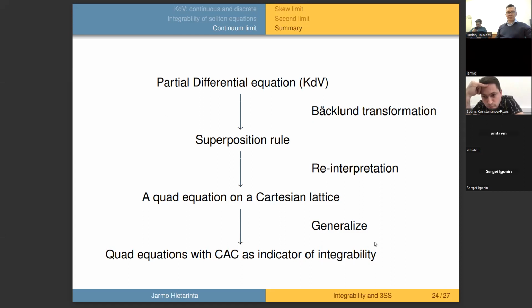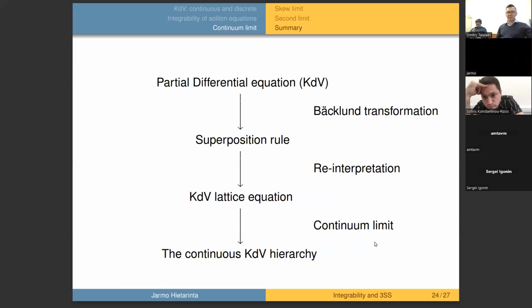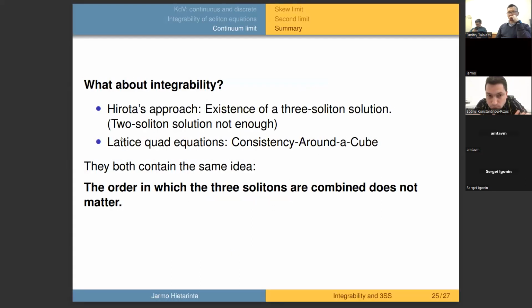Another point was here that this round trip starts with KdV, gets the superposition rule, gets the lattice equation, takes a continuum limit, and you go back to KdV. So I think this is very satisfactory, that they are all related. So, okay, now I'm closing more or less this talk. What about this integrability then?